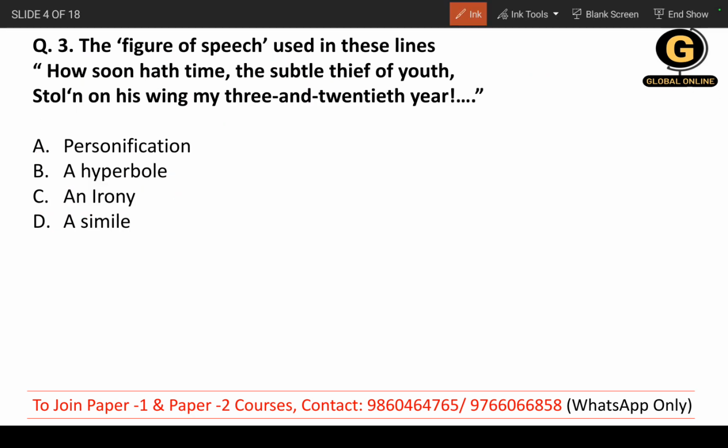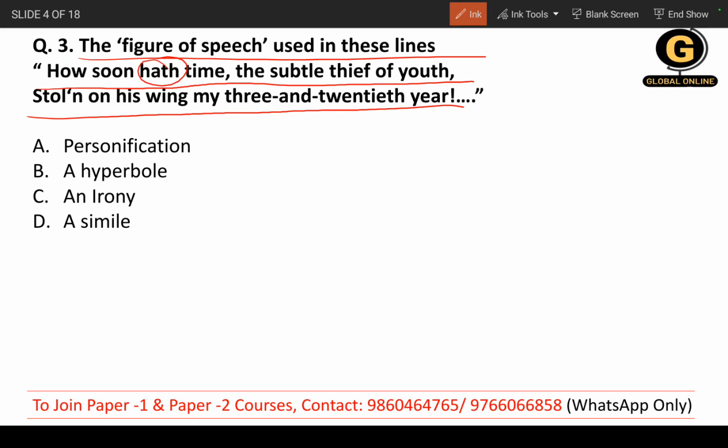Third, the figure of speech used in these lines, how soon hath time the subtle thief of youth stolen on his wing my three and twentieth year. So here the person is complaining about time, that how can it just steal my 23 years of life. Okay, so hath means has, of course. Here time is being personified as a thief. So I told you that there is a comparison between time and a thief, but there's a personification also.